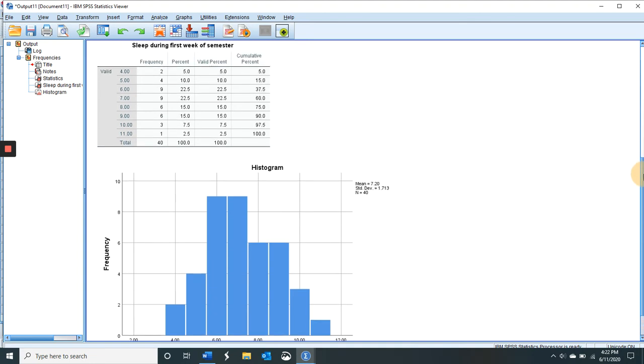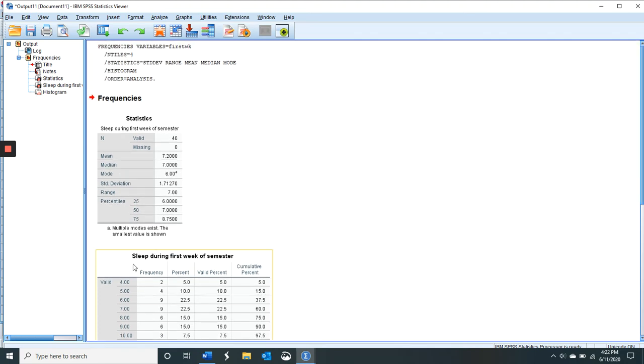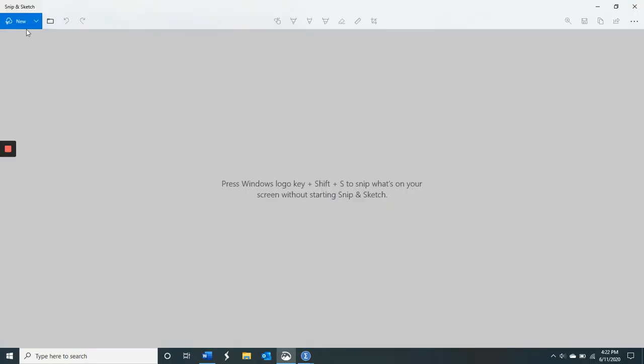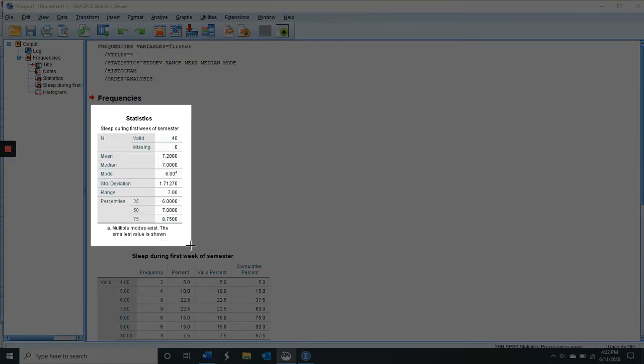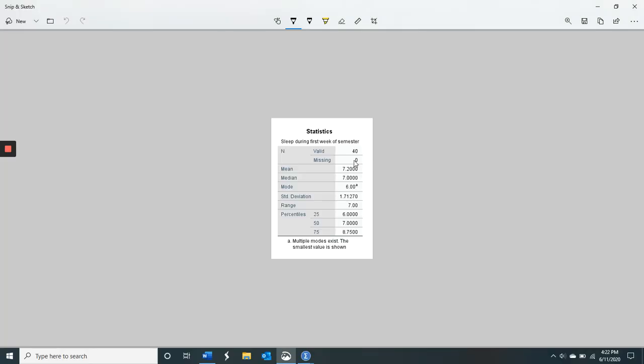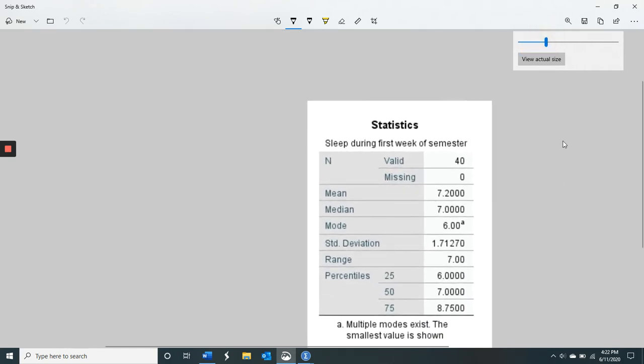So this is looking normal to me, at least normal enough. And then what I'm going to do is snip this so we can look at it a little bit better. Also in your lab, I've put the little box here that has all the statistics, and all of the stuff that you need is here. So I'm just going to highlight this.